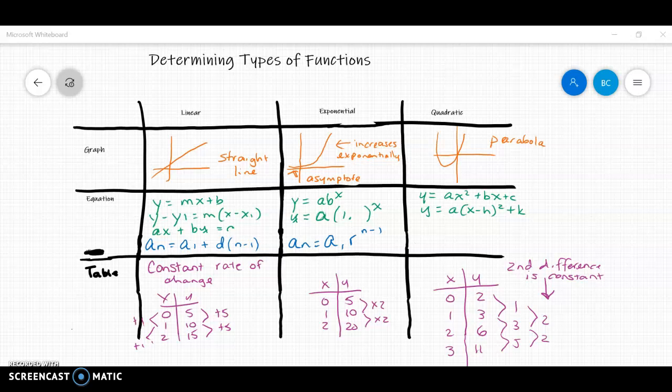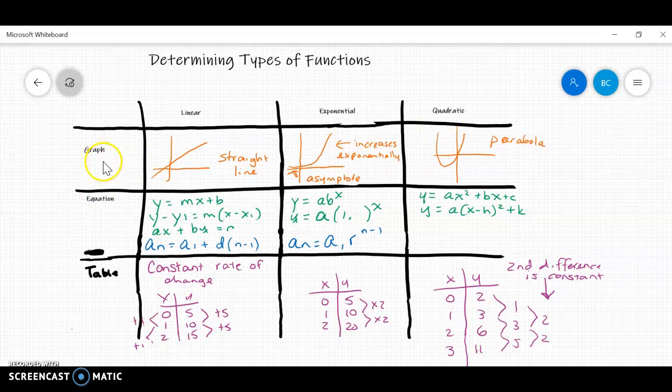So nothing in here is new, but again, we're trying to make connections between all of the things that we've learned this year. So this is really a big summary of the three types of functions that we've been studying. We started the year with linear functions, then we moved into exponential functions, and most recently we've been working with quadratic functions.